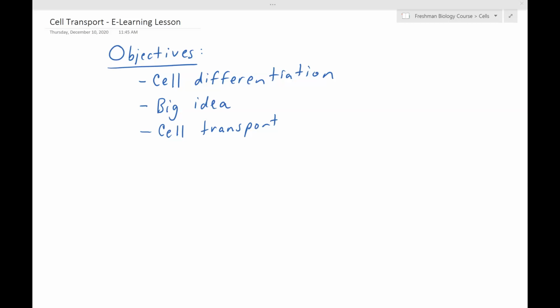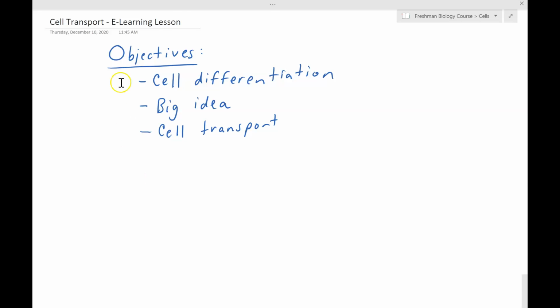All right, as we dive into our study of the cell, we're going to move into a lesson specifically on cell transport, how things move in and out of the cell. The main objectives we're going to cover in this lesson are something called cell differentiation. We're going to go over the big idea of the entire cell unit, and then, like I said, we're going to dive into cell transport.